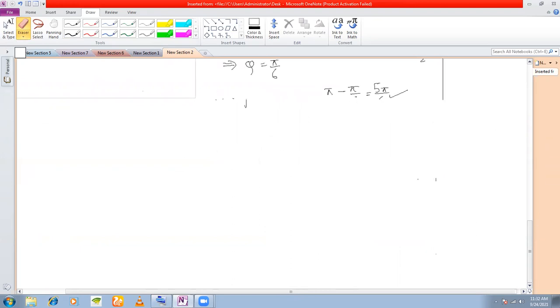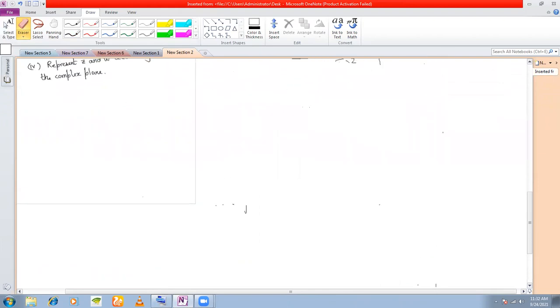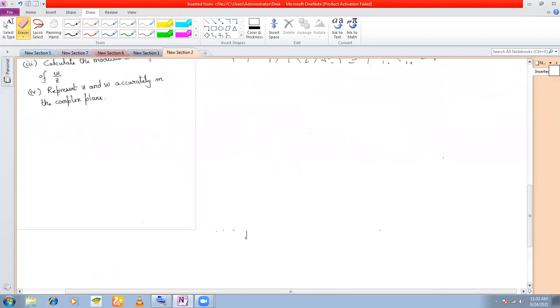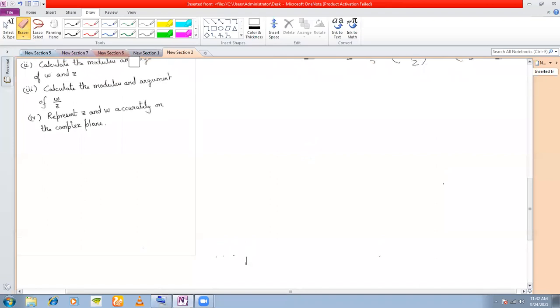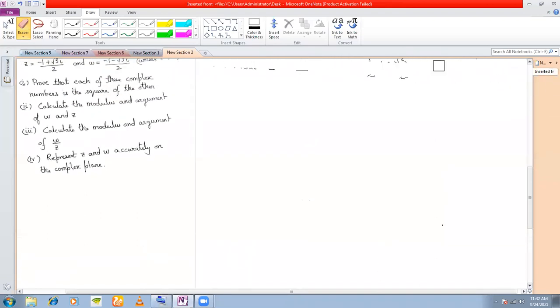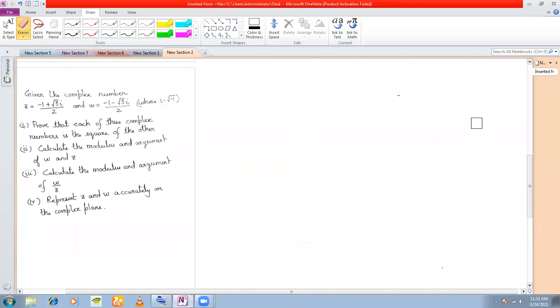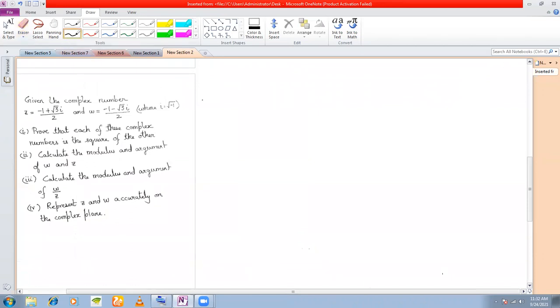I guess I should finish the third one also. We have around 3 minutes left. Representation of z and omega you can do, I have already done. The fourth part you can do on your own. Let's finish the third part very quickly. Number 3: you want to find the modulus and argument of omega by z.